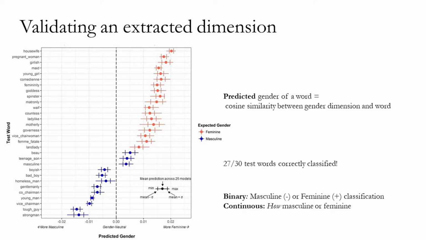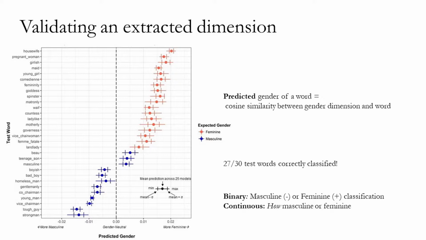In that top case, housewife, we have this expectation that Word2Vec should probably pick it up as feminine. And as you can see, it's on this positive side, the cosine similarity with the gender dimension, meaning that Word2Vec has matched our intuition that it actually is feminine. And this works in a lot of different cases.